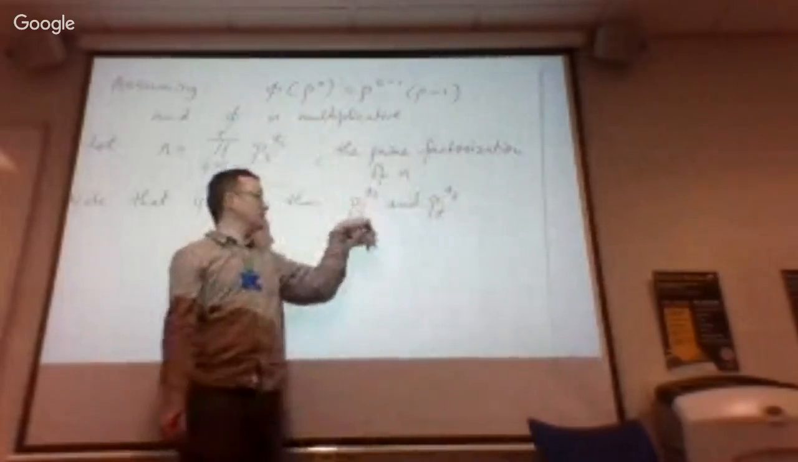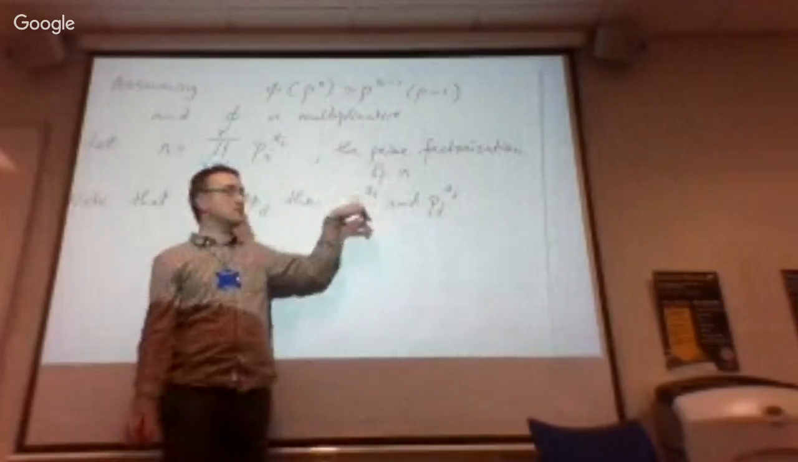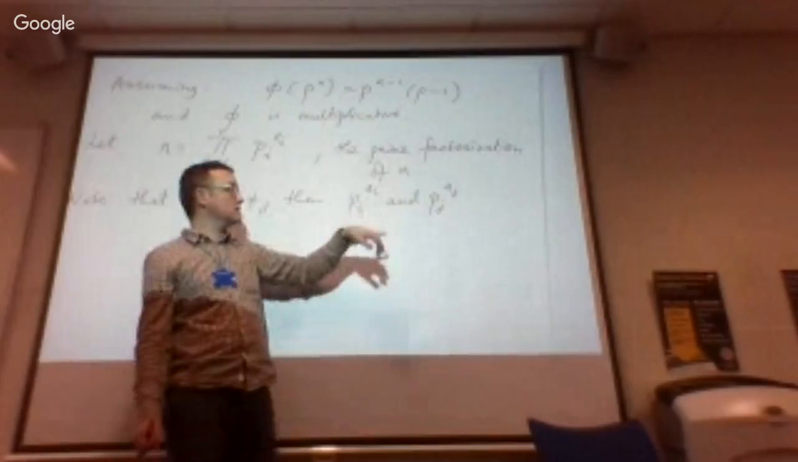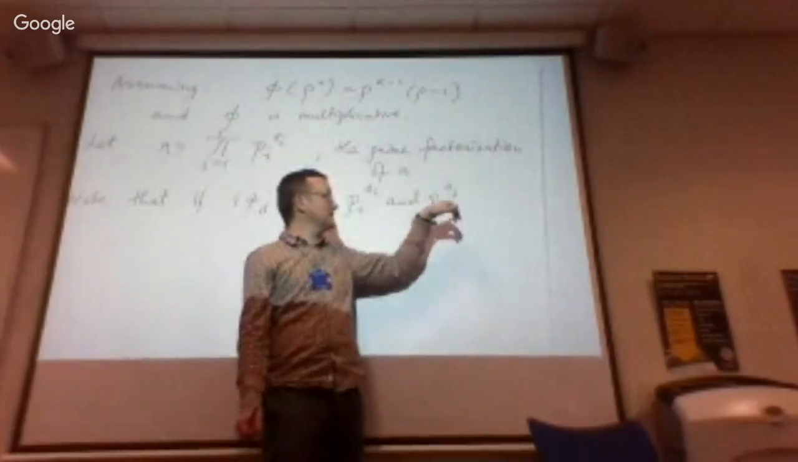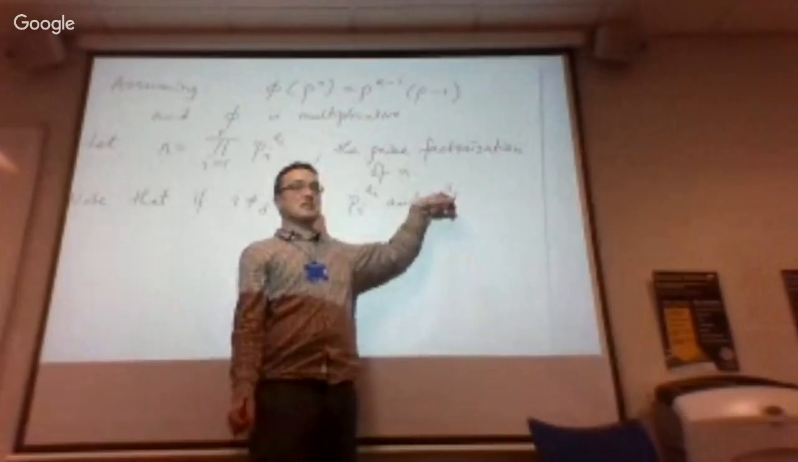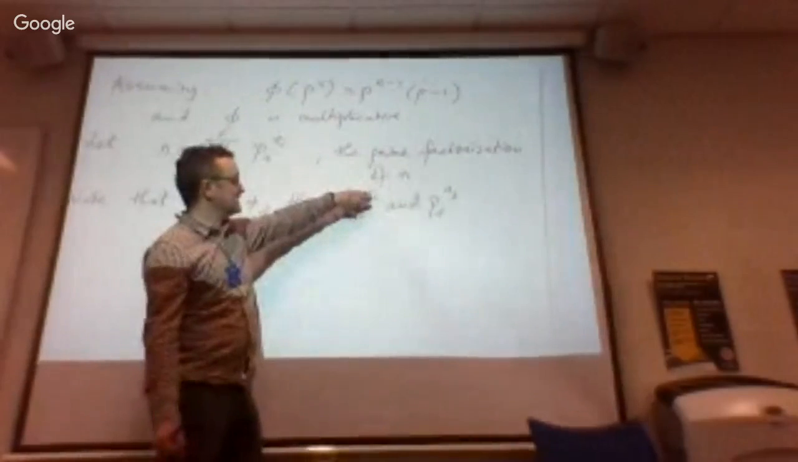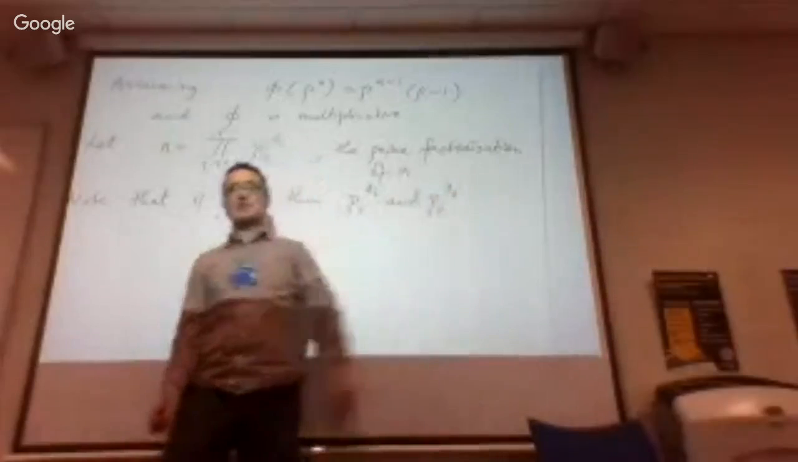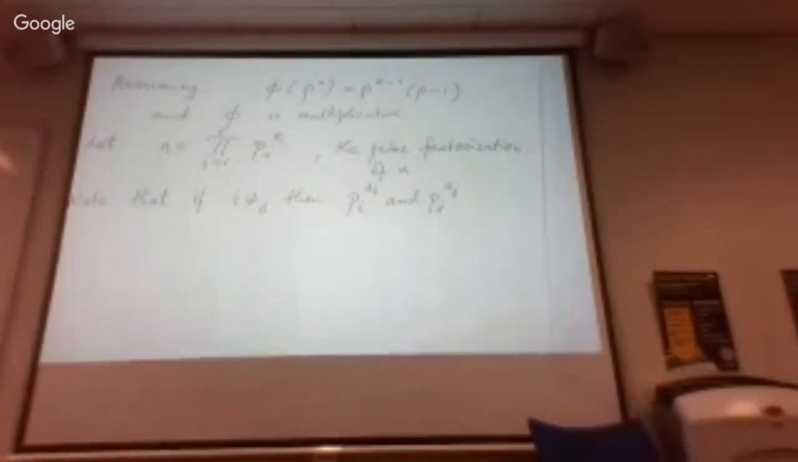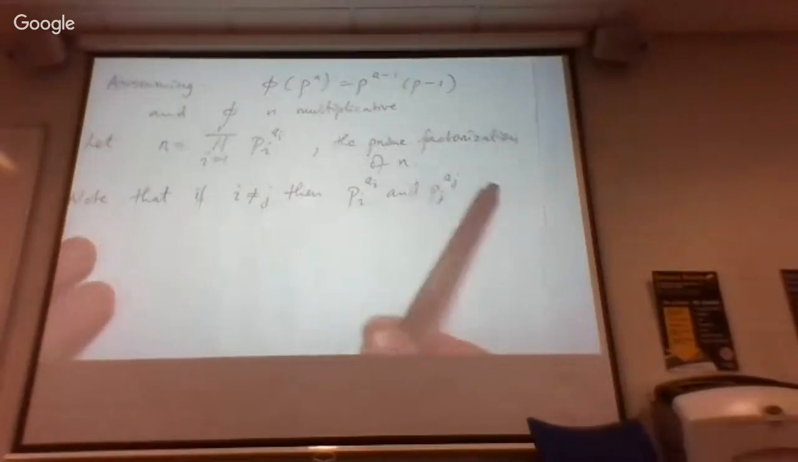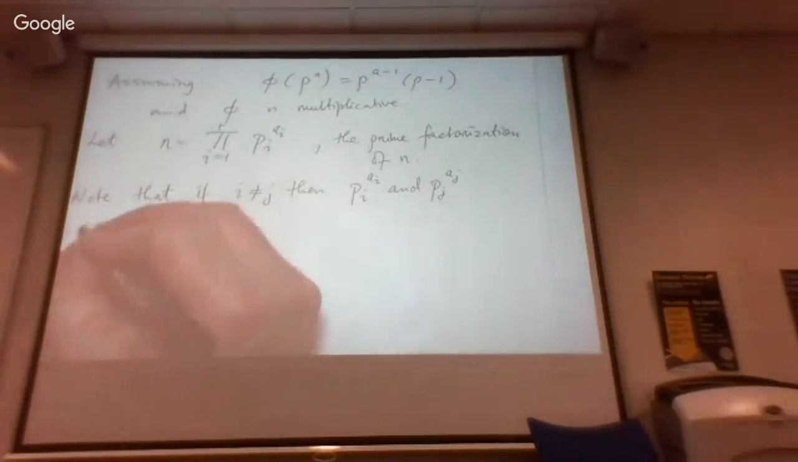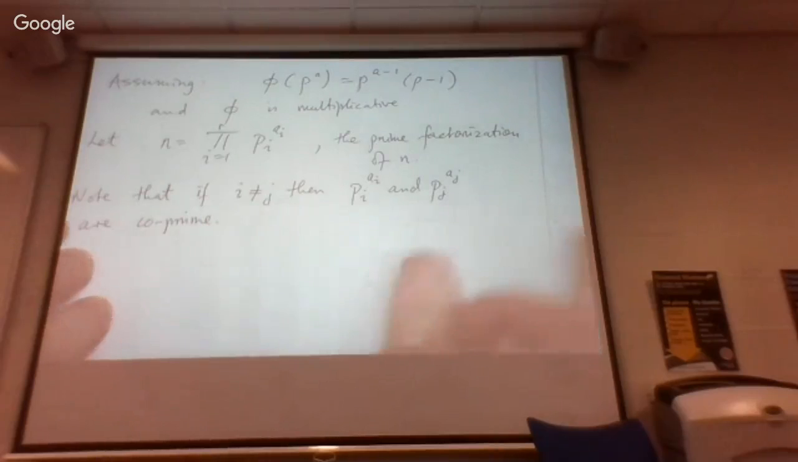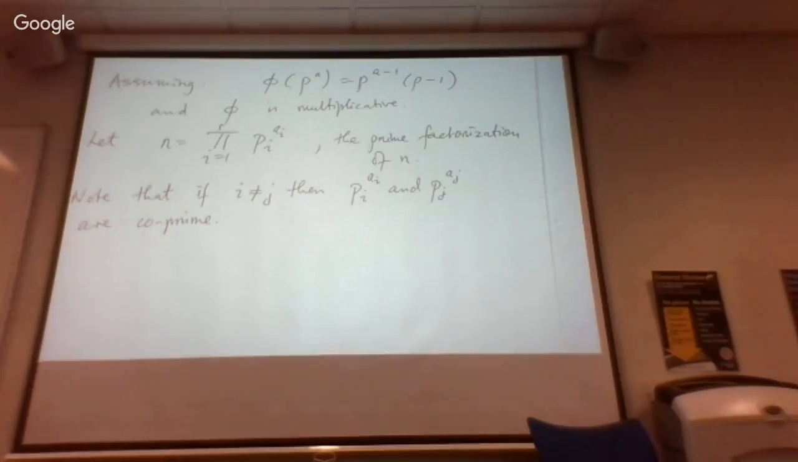Because what are the factors of pi to the ai? It's just the prime pi, or pi squared, or pi cubed, etc. What are the factors of pj to the aj? Just pj, pj squared, pj cubed. So all the factors that this has are completely different to the factors that number has. Okay. If i is not equal to j, then these two powers of different primes are co-prime. So in other words, their greatest common divisor is 1.